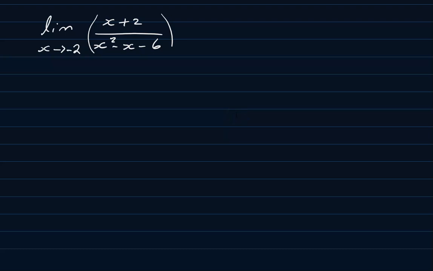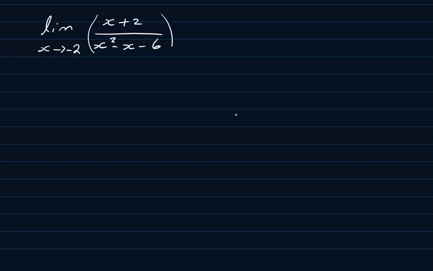All right, let's look at this question. We want to find the limit of x plus 2 all over x squared minus x minus 6 as x approaches minus 2. We want to find that limit, and it is a rational function, so we have to make sure that it is simplified. So let's simplify the function first.